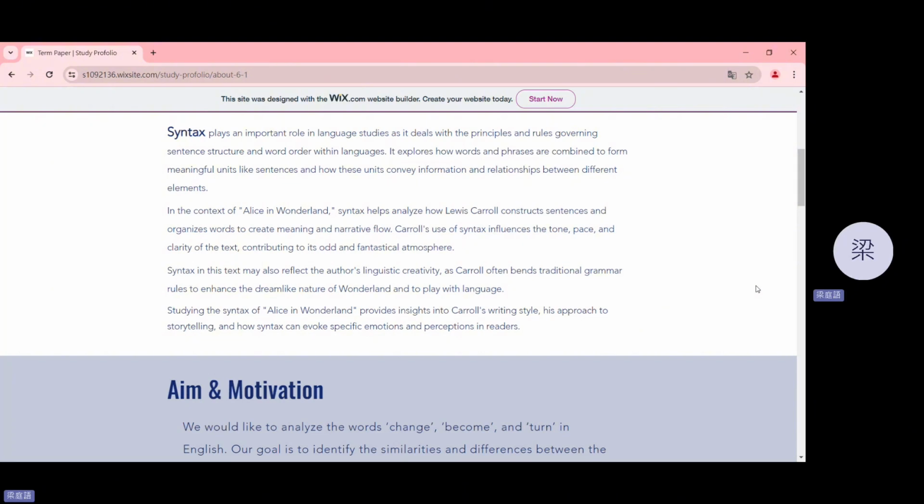Studying the syntax of Alice in Wonderland provides insights into Carroll's writing style, his approach to storytelling, and how syntax can invoke specific emotions and perceptions in readers.